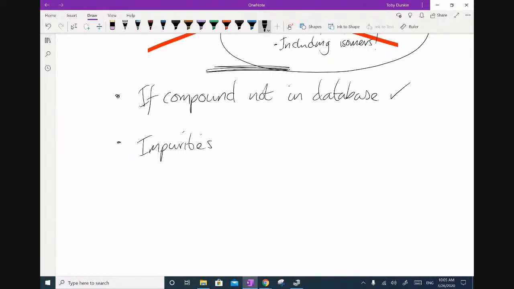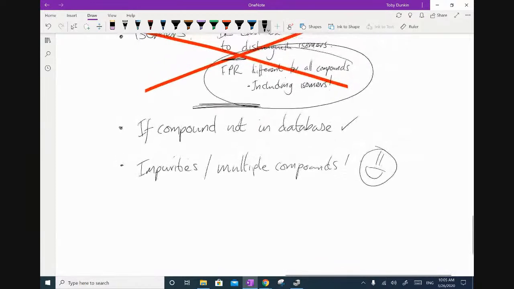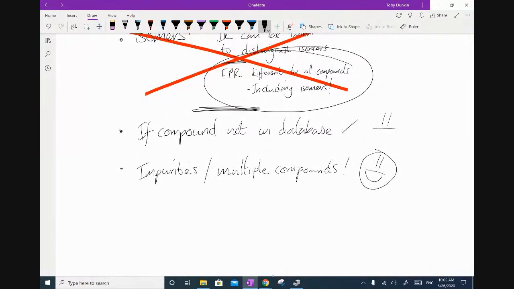Yes, well done, Ria. Good job. Impurities, multiple compounds. There's a smiley face for Ria. I've got a smiley face for Ivan as well. There you go, Ivan. Yours is bigger than Ria's.